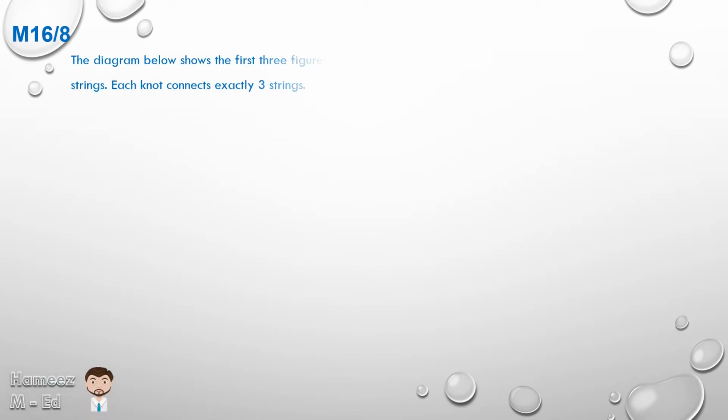May 2016, number 8. The diagram below shows the first 3 figures in a sequence. Each figure is made up of nuts and strings. Each nut connects exactly 3 strings. So let's look at diagram 1. We have a string on the left with a nut connected to it, and then 2 more strings going to the right of it.